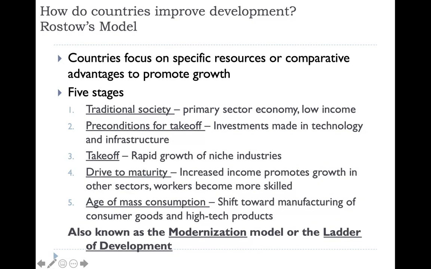Rostow's model is known as the modernization model, or the ladder of development. So countries have to go through these 5 stages when moving from a less developed country to a more developed country. They can't just jump from a traditional society to an age of mass consumption. They have to go through the steps.